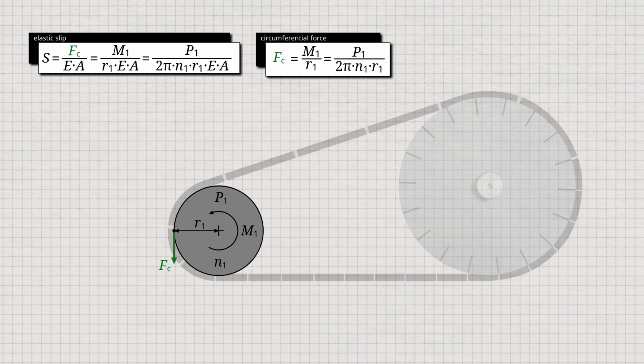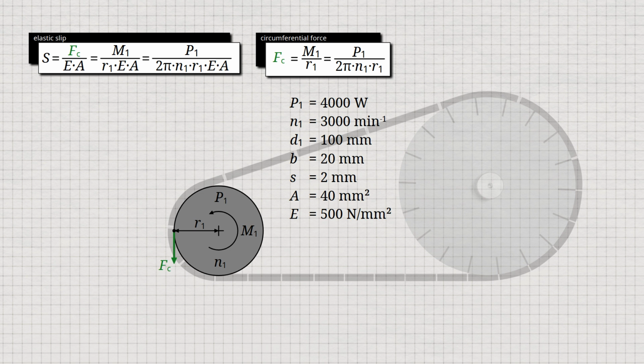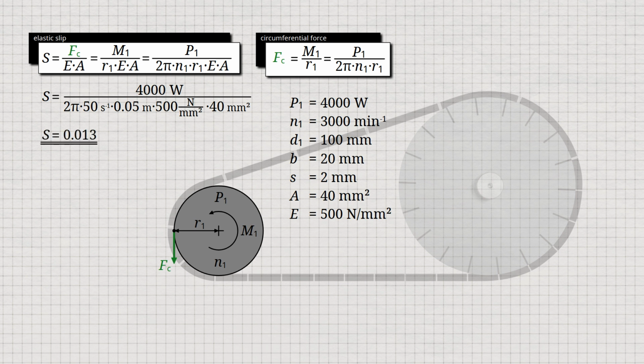As a final example, let us consider a motor with an output power P1 equals 4,000 watts at a speed N1 equals 3,000 revolutions per minute, which drives a pulley with a diameter D1 equals 100 millimeters. The belt has a width of B equals 20 millimeters and a thickness of S equals 2 millimeters, which corresponds to a cross-sectional area of A equals 40 square millimeters. The modulus of elasticity of the belt material is 500 newtons per square millimeter. These values are now inserted into the formula for the elastic slip. We obtain a value of 0.013, which corresponds to an elastic slip of 1.3%.